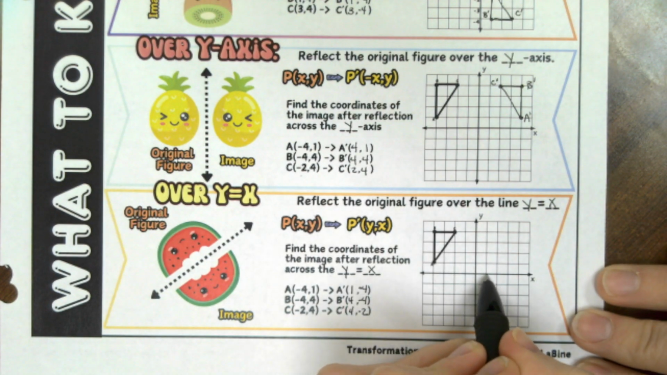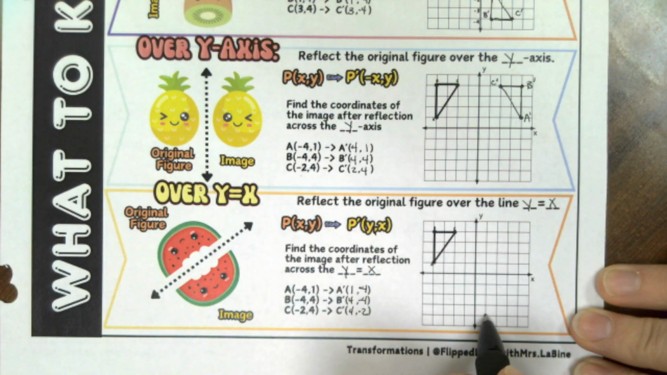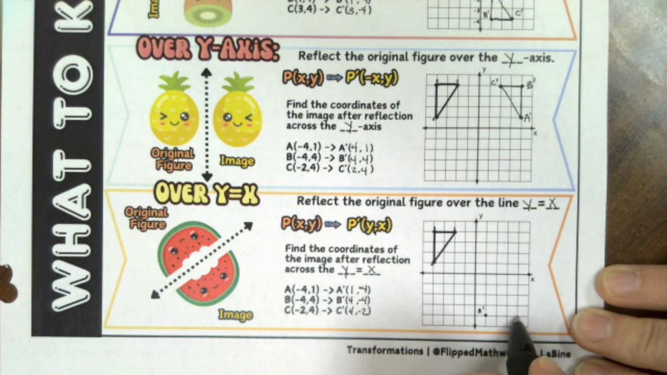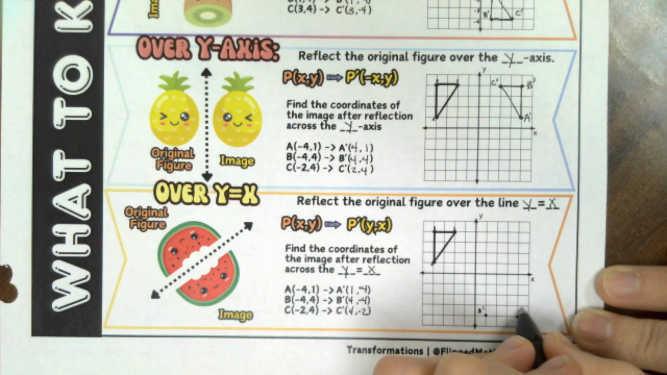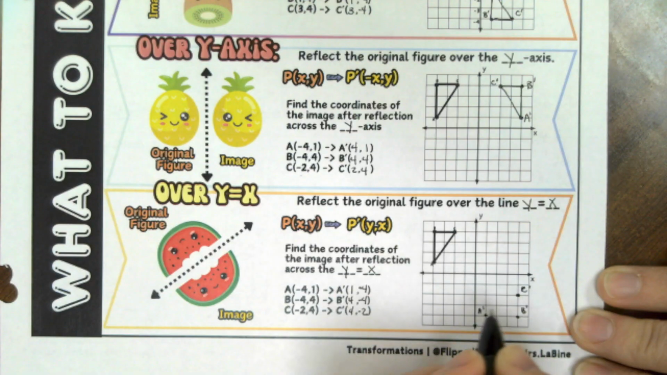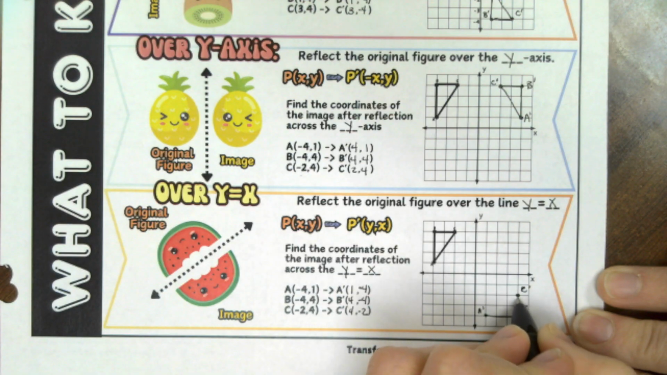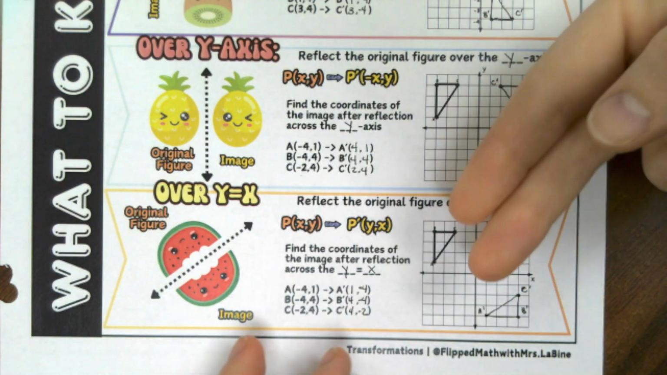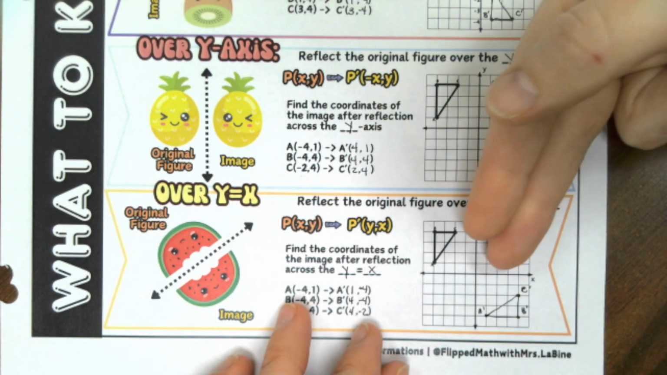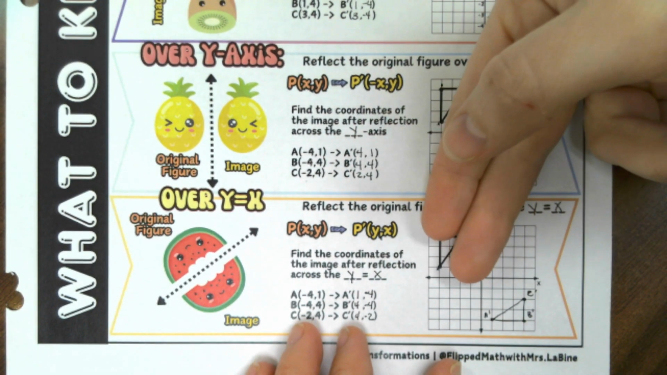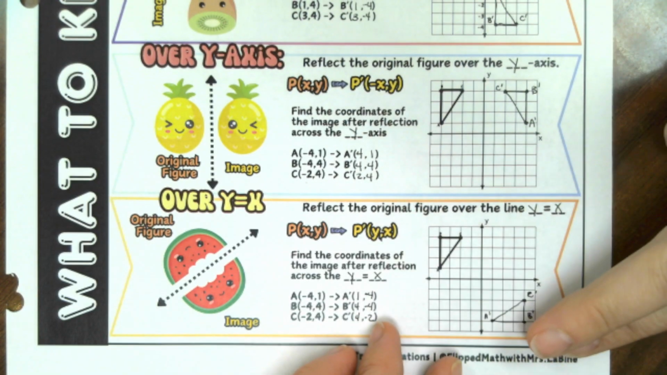So then we'll go over 1, down 4, and that's my A prime. Go over 4, down 4, that's my B prime. And then 4, -2, and that is my C prime. And here is my new image. So I'm taking it and I'm flipping it this way. When you say over y equals x, it's going to take it from where it's at and it's going to flip it over this way.